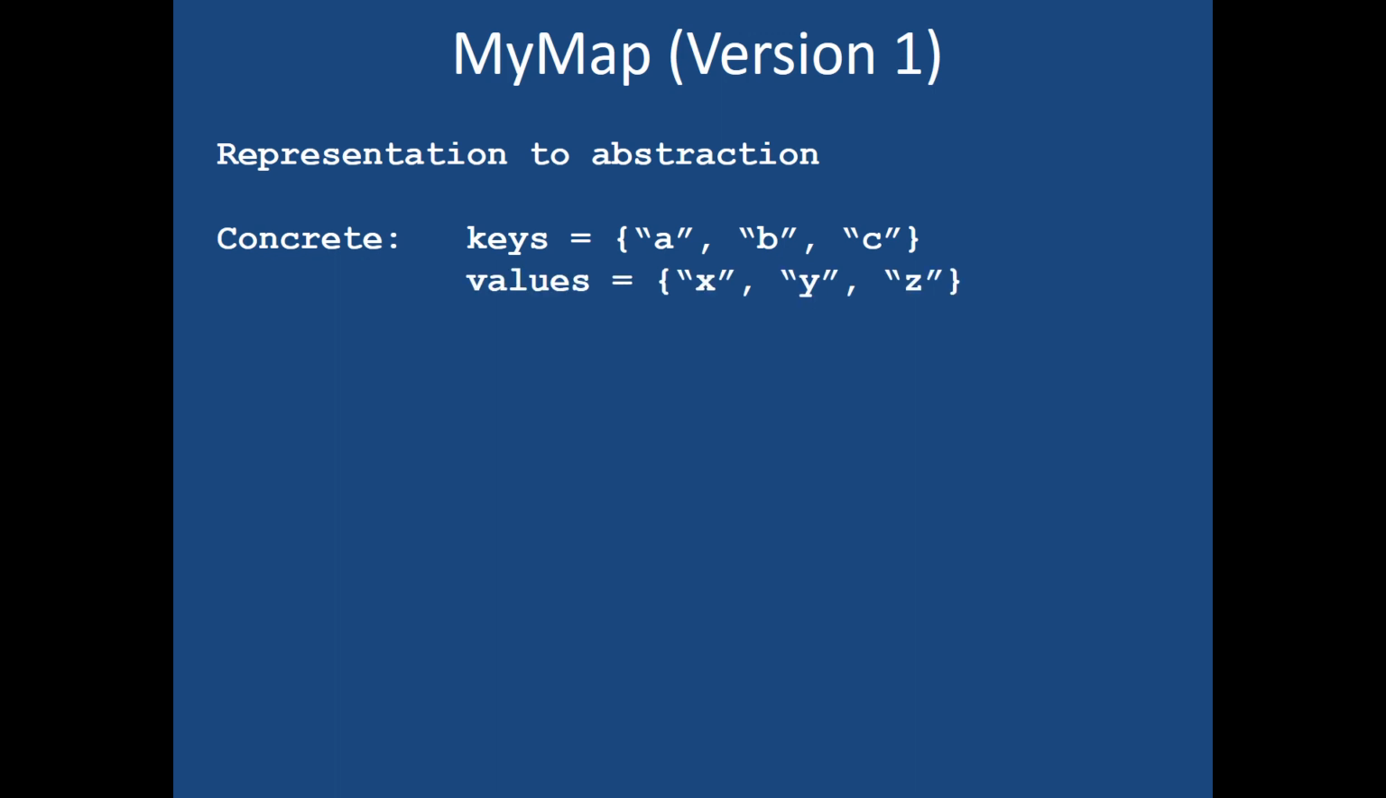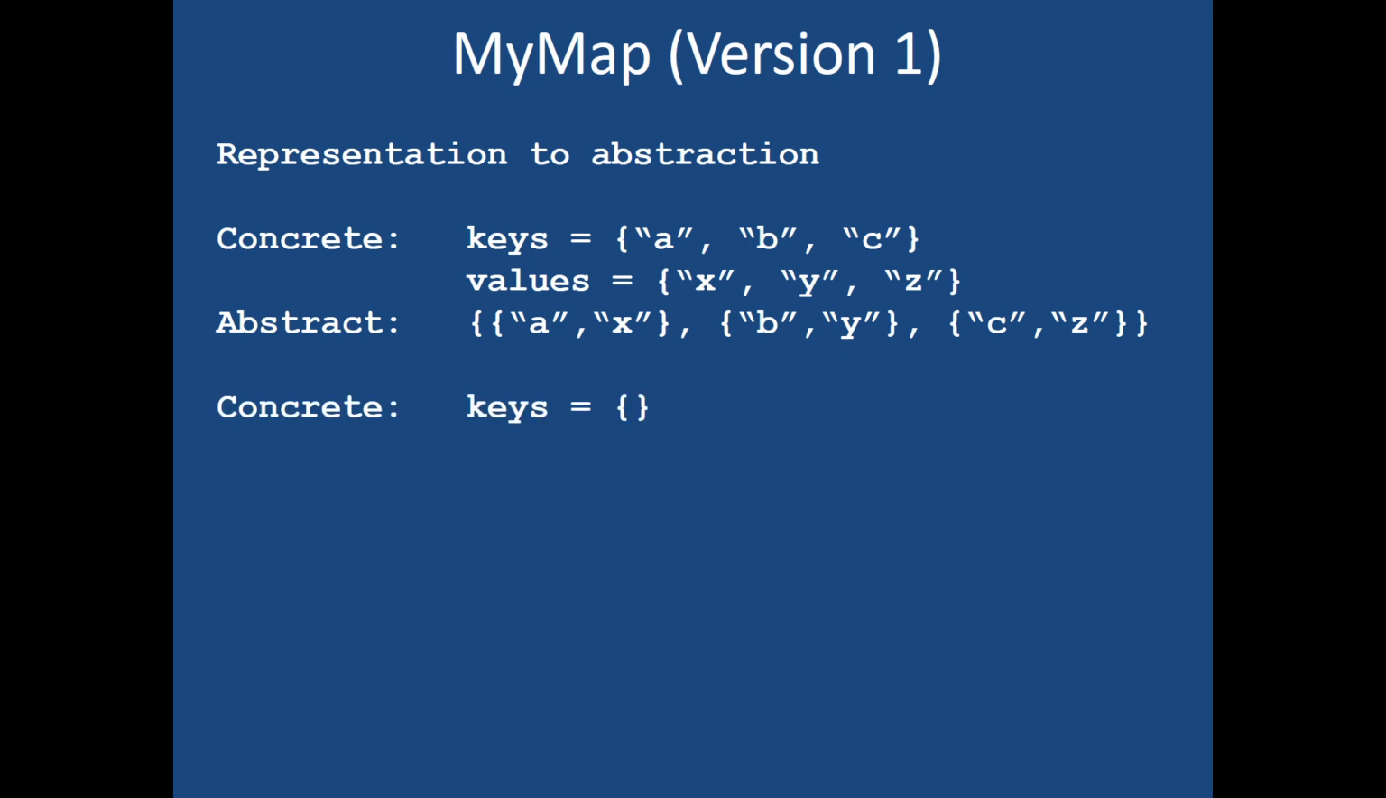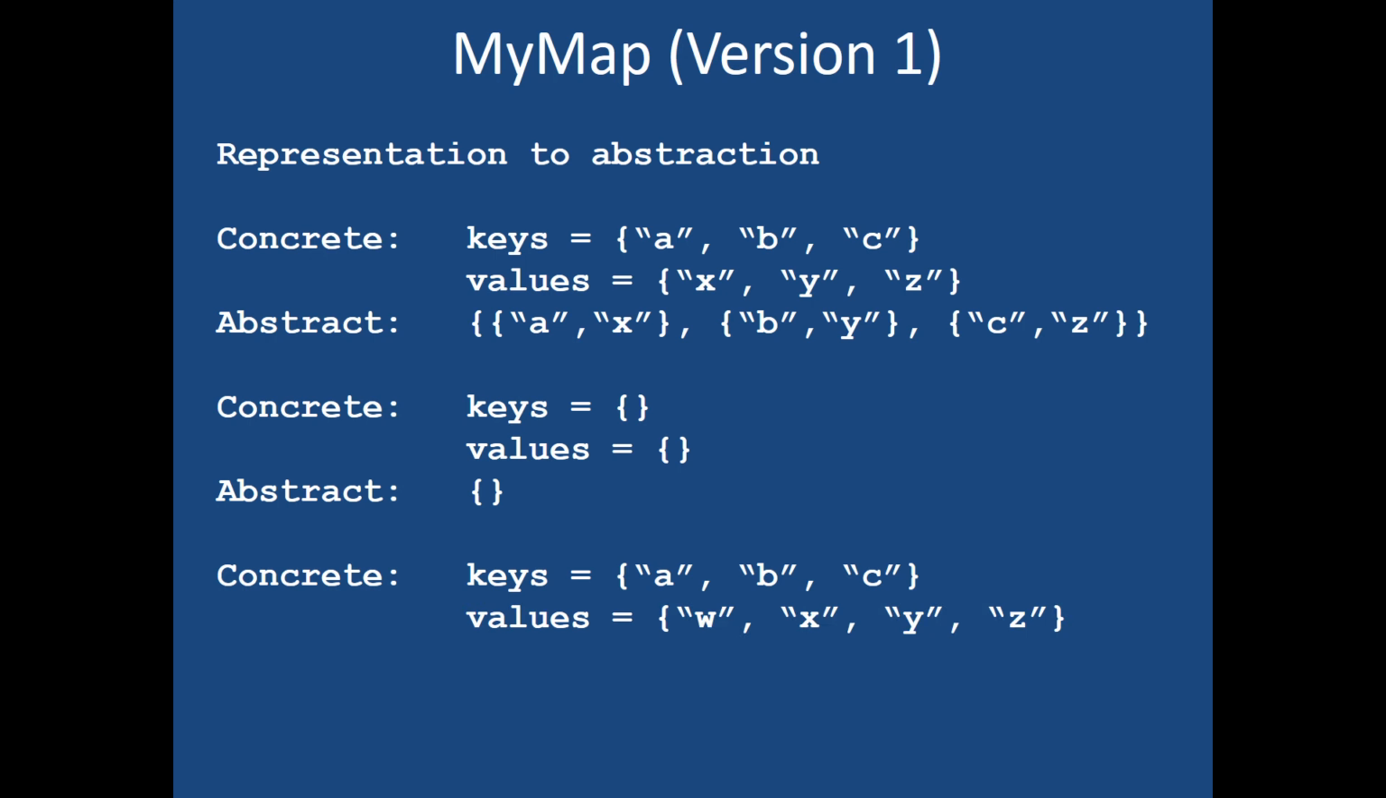So let's say the keys are A, B, C, the values array contains X, Y, Z. Okay, what does A map to? X. What does C map to? Z. So I'll write it that way. So that pair of lists represents the map that maps A to X, B to Y, C to Z. Okay? What map is that? Yeah, that's the empty map. There are no keys and no values. Okay? What about that?